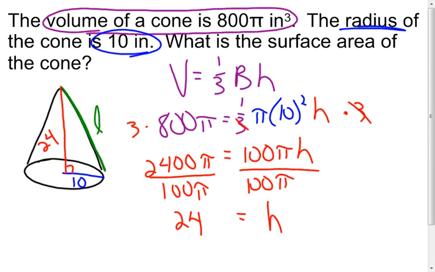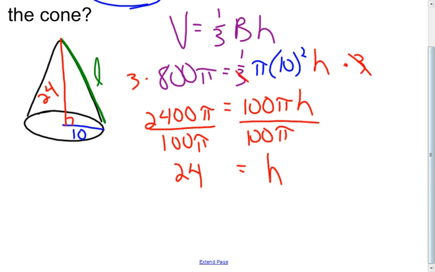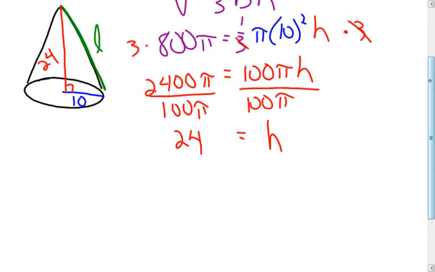Now I can use the Pythagorean theorem to figure out my slant height. So in this one I'll let 24 be the a, so I have a squared, plus b is going to be 10, squared, so b squared, and it's going to be equal to c, which is my slant height, that's why I'm going to use the little l, and then squared.